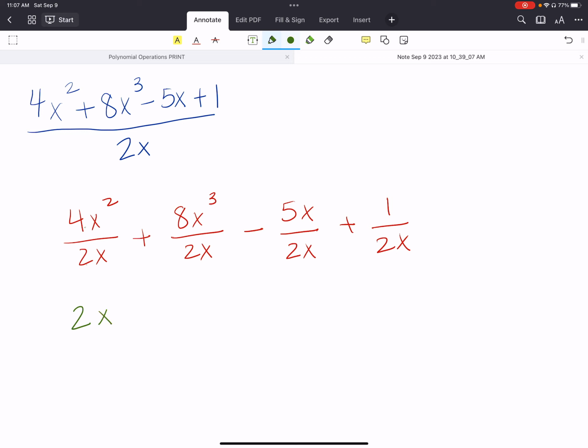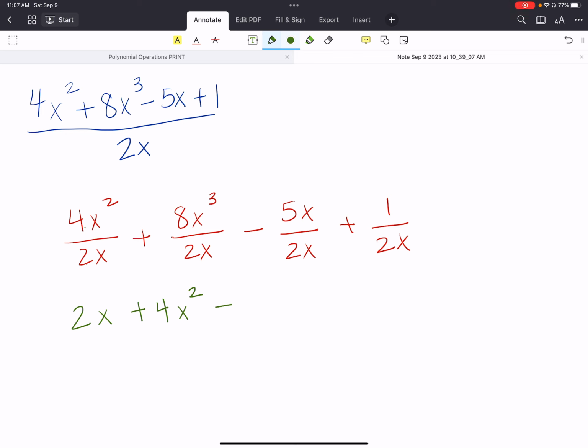So right here, we don't have a denominator other than 1 because we simplified everything down. We do not need to put 2x over 1. We can just leave it as 2x. Let's do the next one. So 8 divided by 2 is 4. 3 minus 1 is 2. So x squared. So same thing here. We don't have a denominator other than 1, so we don't need to write it. We can just leave it as 4x squared.